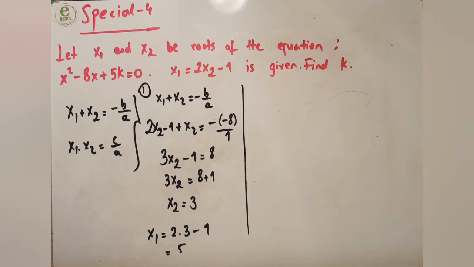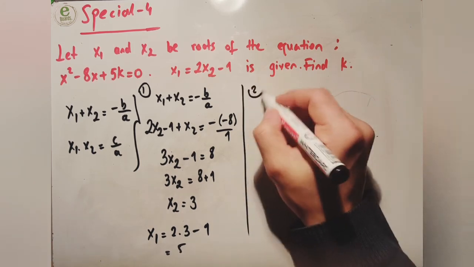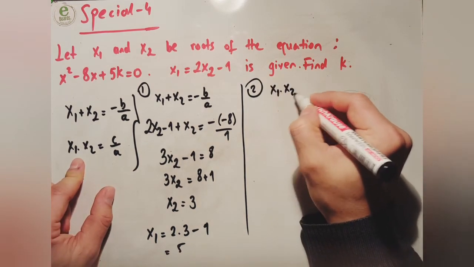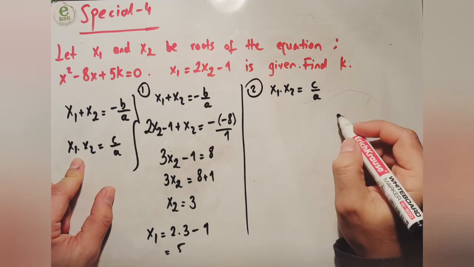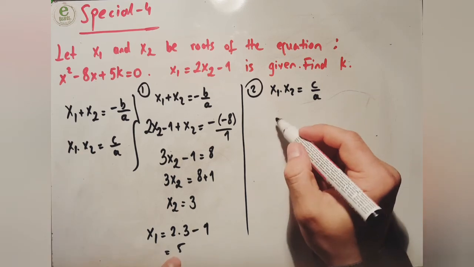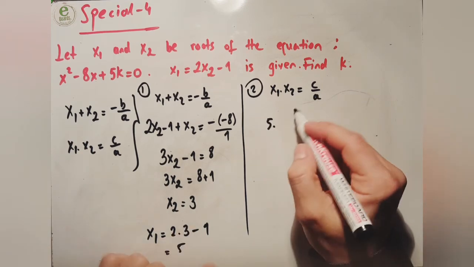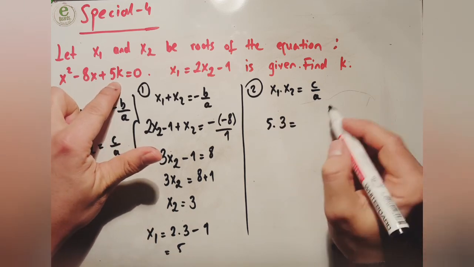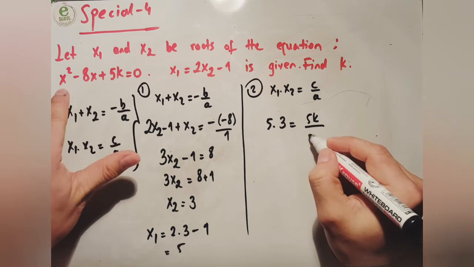It's pretty much common sense. So for the second step, I'm going to use the product of roots. x1 times x2 is equal to c over a. And what is the value of x1? It is 5. The value of x2 is 3, equal to c over a. See here the constant term, it is 5k over 1.